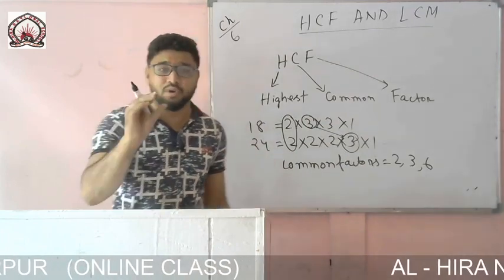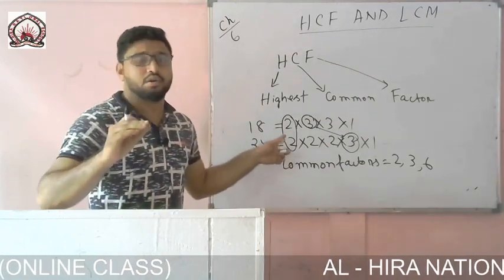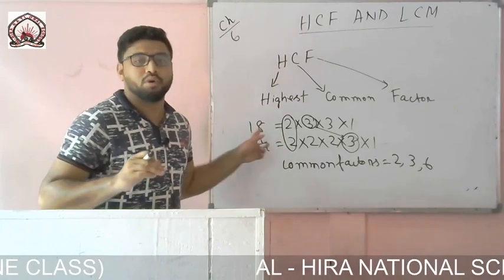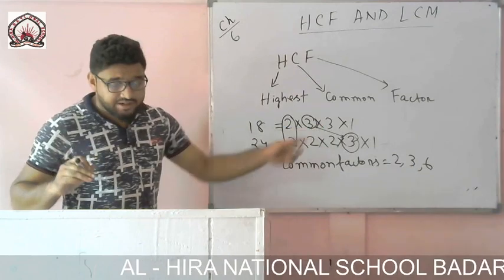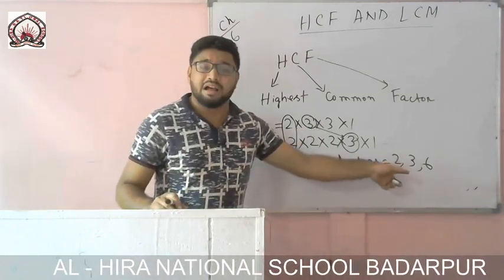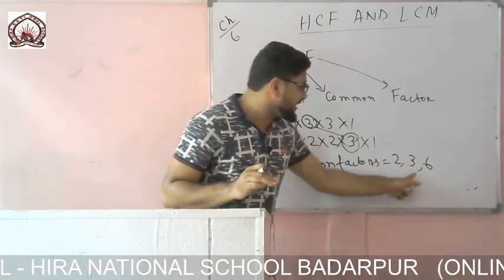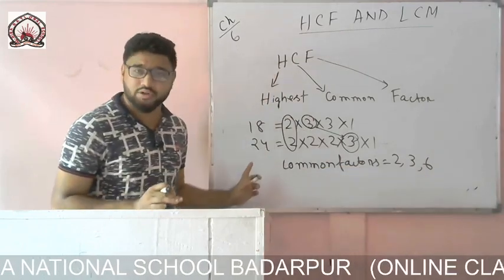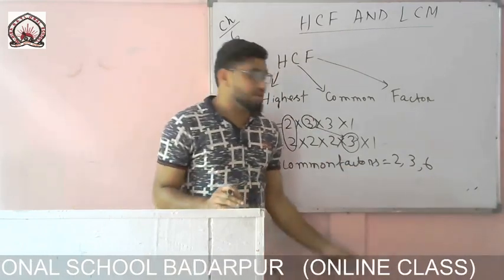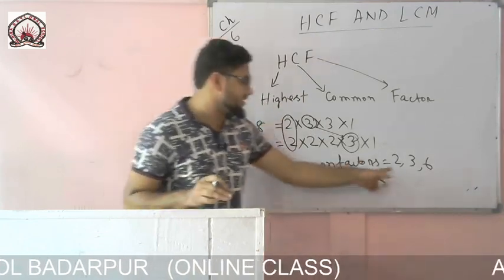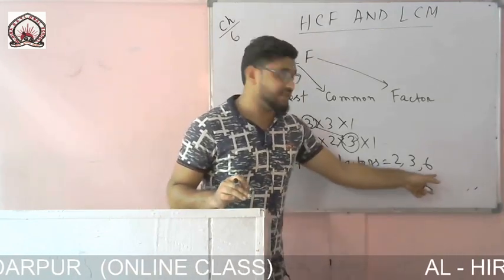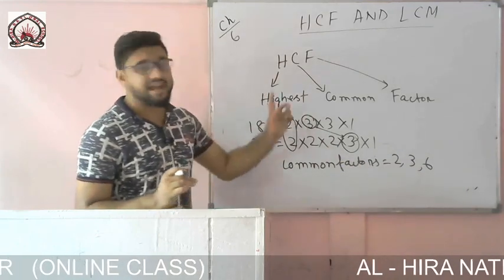You have to find a number which divides both 18 and 24. So you see, these are the common factors: 2, 3 and 6. And from this you need to select the highest one. Which one is highest? 2, 3, 6. From this 6 is highest. So 6 is the highest common factor.